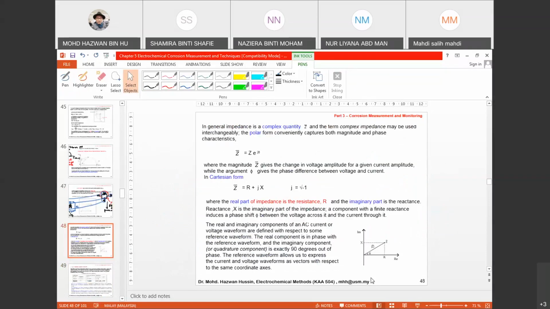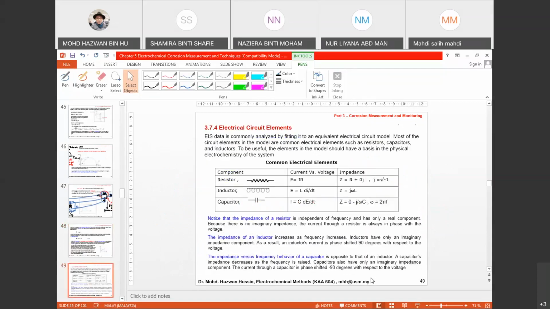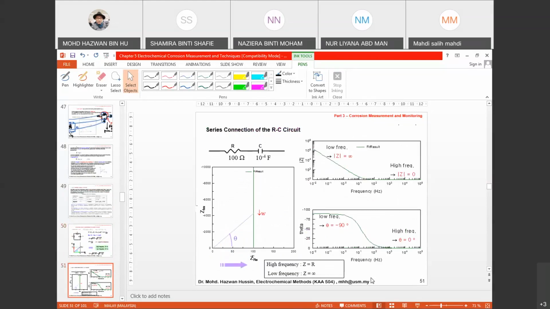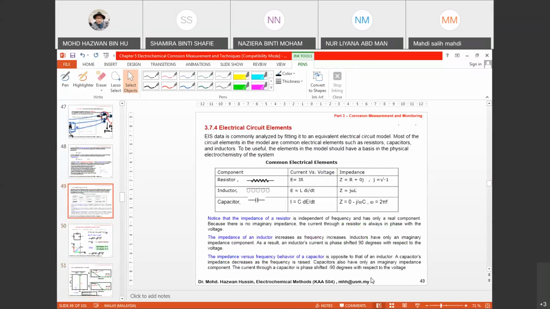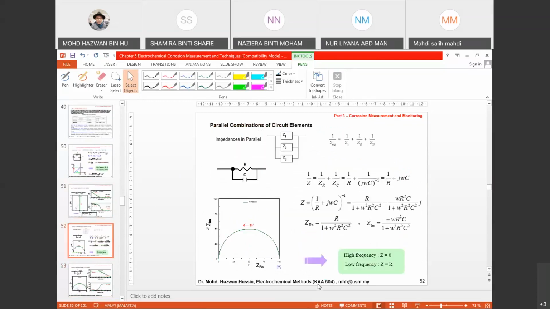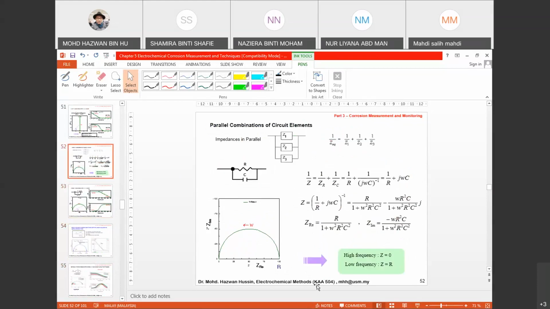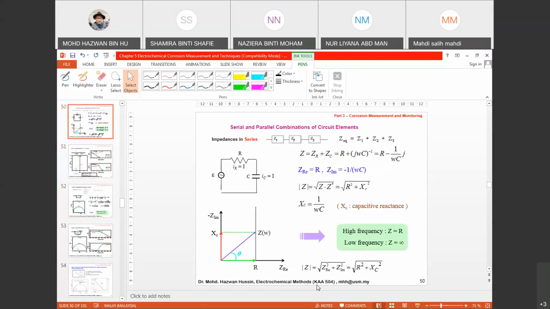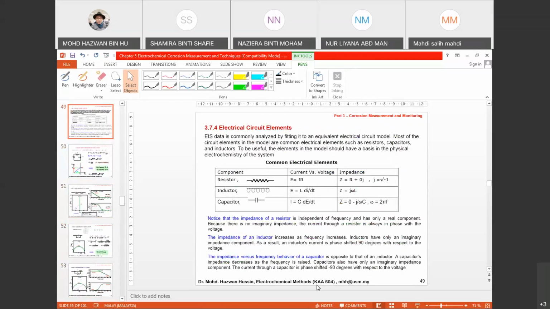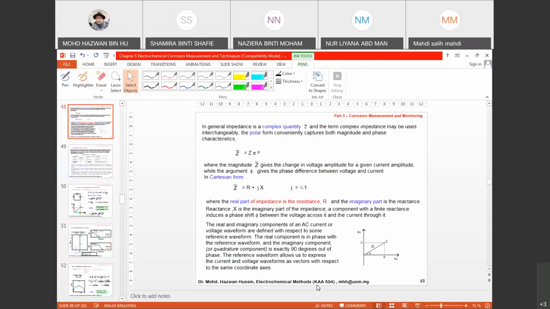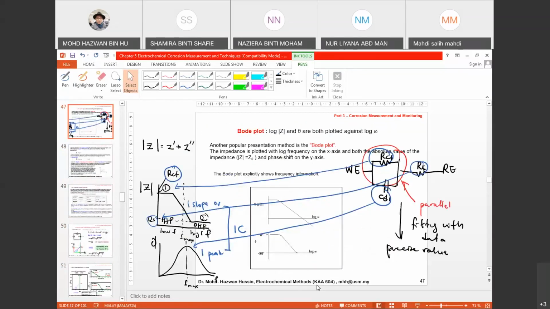I guess maybe I'll just end with this one. Probably on the electrical circuit elements, we will continue on Thursday, because this is what I have just explained to you, how you can indicate the types of electrical models that you will use for your fitting. As for now, are there any questions so far?